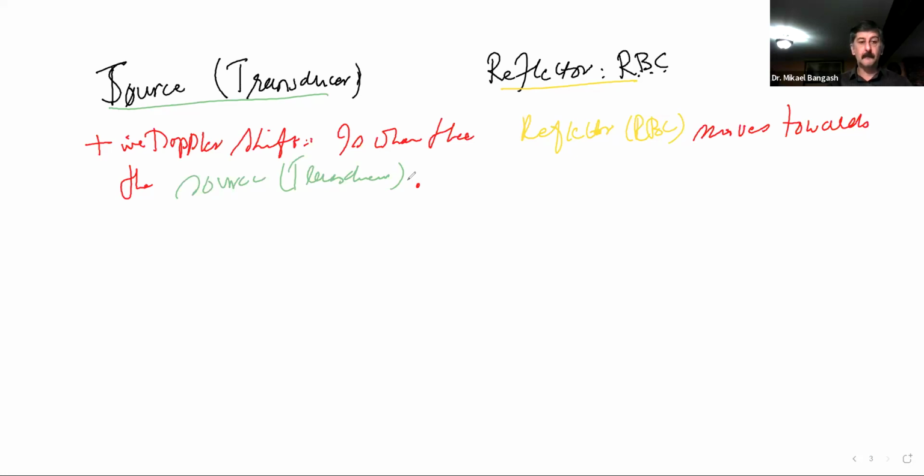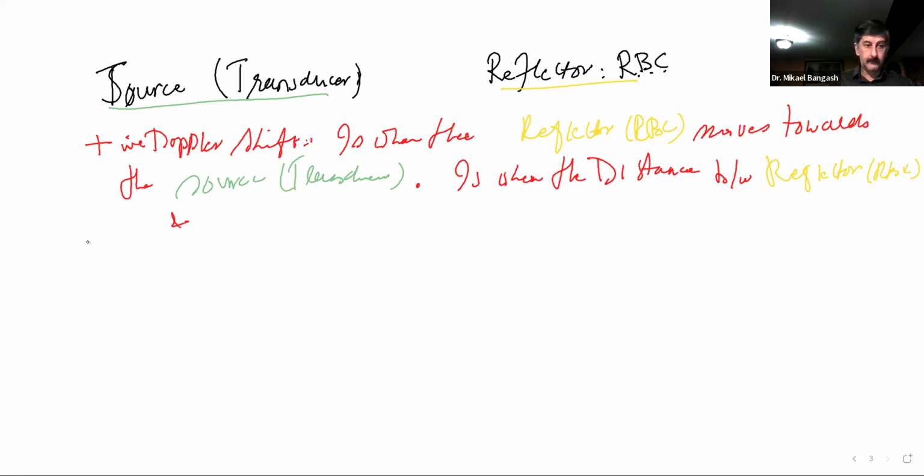Or you can also put it this way, that a positive Doppler shift is when the distance between your reflector, which was the red blood cell, and the source, which was your transducer, when that distance increases, that can also be referred to as a positive Doppler shift.